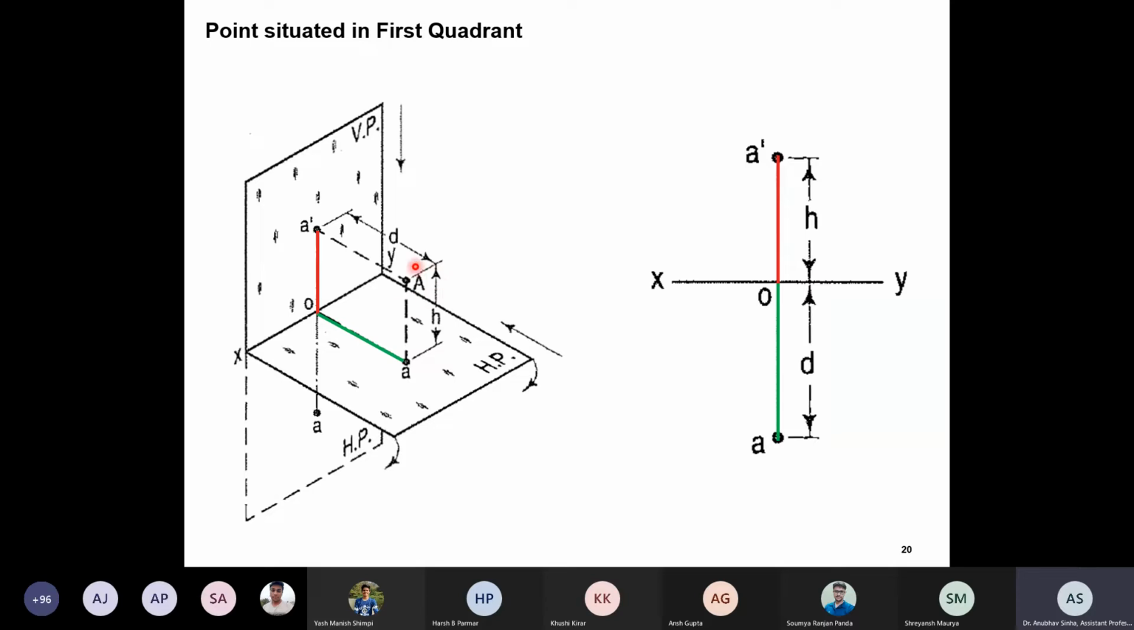Point A is there. Now it is at a certain height. Height means it is above the horizontal plane. H is the height, and D is the distance from the vertical plane. I am marking this D by green color and H by red color.